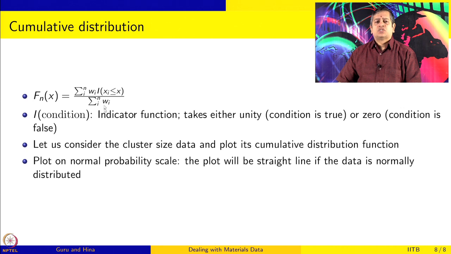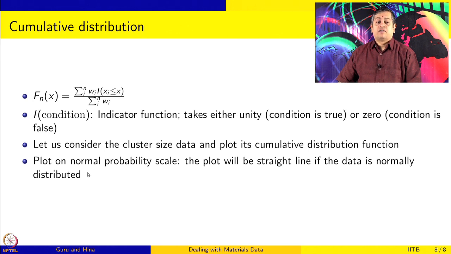factors, right. So, I is an indicator function. It takes either unity when the condition is true or 0 when the condition is false. So, what is within I, the argument, is a condition, and if the condition is satisfied, it will take unity, and if it is not satisfied, it will take 0. So, we will consider the cluster size data, and we will calculate the cumulative distribution function using this, because cumulative distribution function at x means the probability that it is less than or equal to x itself.